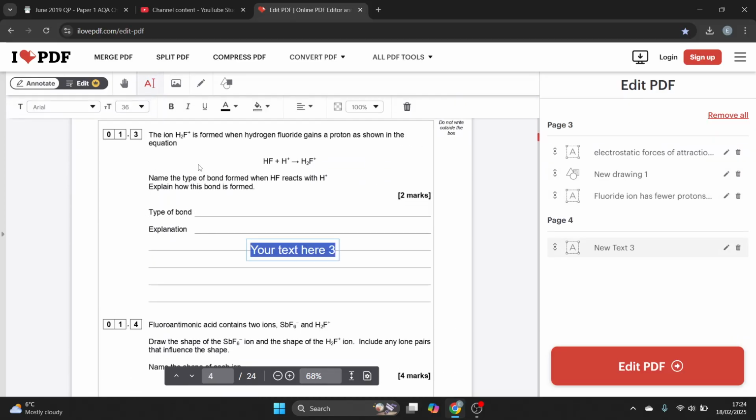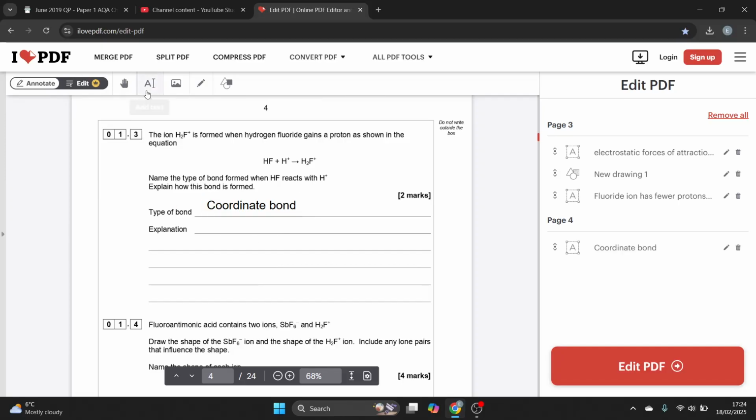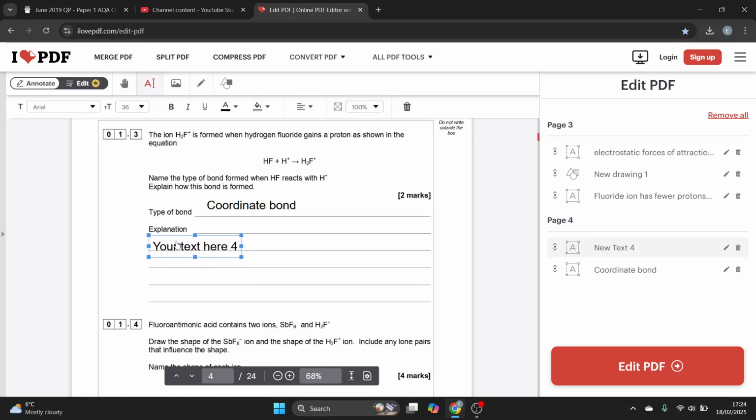1.3: name the type of bond formed in HF. Now I just want to say one thing. Anytime it says name the type of bond formed when something reacts with something, 9 times out of 10 it is a coordinate bond. In this case, obviously, it's going to be coordinate bond or dative covalent bond, whatever you want to call it. So yeah, coordinate bond. That's the easy part, spotting it, once you've seen this type of question a lot. So it's a coordinate bond, but explaining how the bond forms is probably the more difficult part.